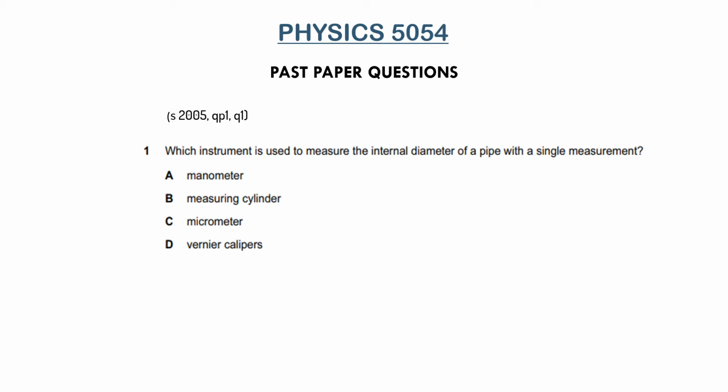Obviously, a manometer is a pressure device, and that's completely different. Measuring cylinder, which is option B, is used for measuring volume, so it does not have anything to do with length. So the answer could either have been C or D, because both micrometer and vernier caliper are used to measure length. But as we have learned now, micrometers cannot be used to measure the internal diameter, so our answer becomes D, vernier caliper. Let's move on to the next question. The correct answer is D, obviously.